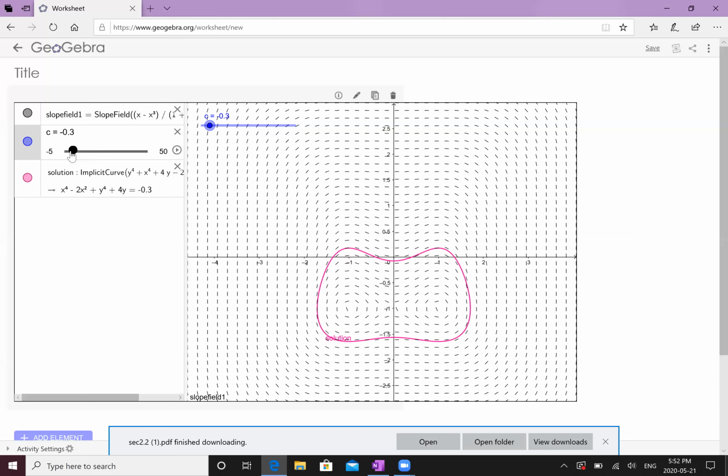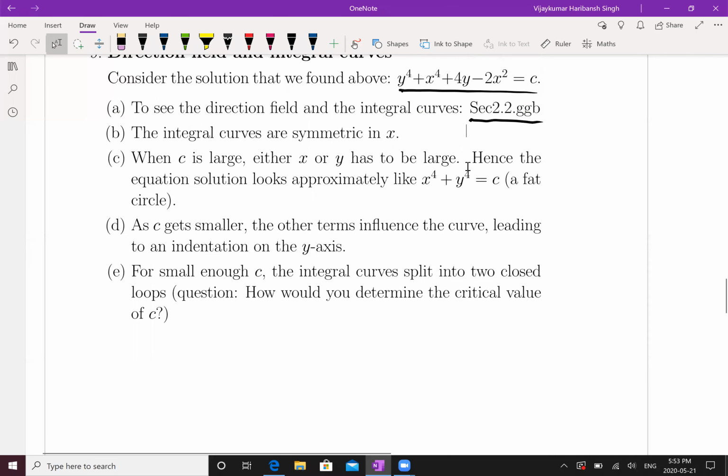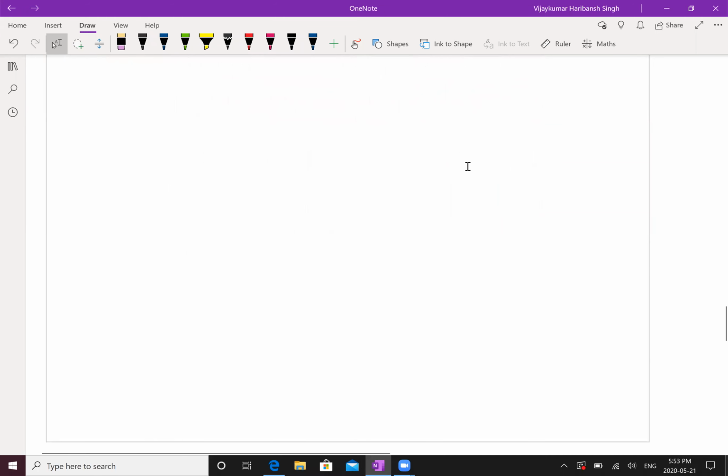Now, for small enough c, you will see that the curve splits into two parts. You can see for c equals minus 3, it starts splitting into two parts, and later on it splits fully into two. So then the question is, how do you determine that critical value of c such that it splits into two parts? We can come to that in the next lecture. You should think about that part. So you can download this GeoGebra file from the canvas and upload it on GeoGebra to see how it works. So this takes care of the discussion here. All right, let's move ahead.